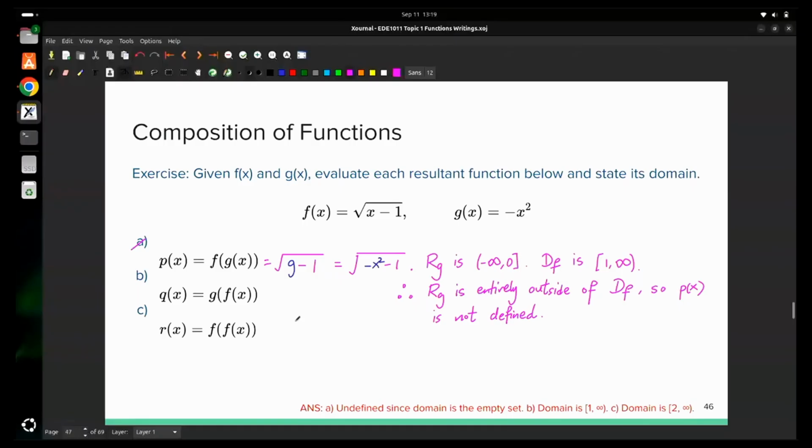Now for B. So let's look at B. This B is equivalent to g of f. So g of f in this case will be minus f squared, which is simply squaring this root. So it's really minus of root x minus 1, but the whole thing squared. So basically you just need to remove the square root. Hence you get minus of x minus 1, which is 1 minus x. Is that right? Okay, so 1 minus x seems to be a linear function for which the domain is R.